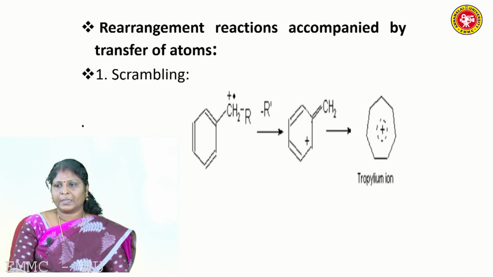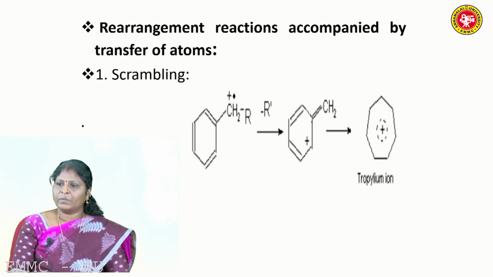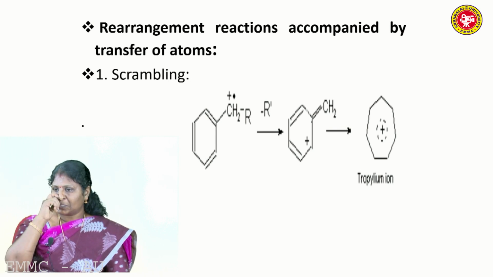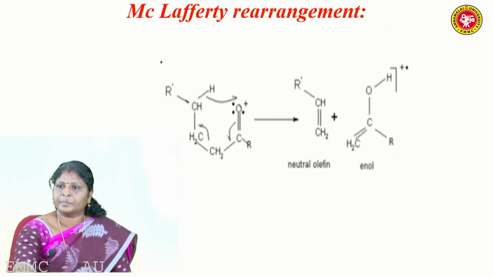Here, the benzylic cation which is produced undergoes scrambling. Scrambling means rupturing of one of the C-C bonds and the formation of a new bond, so that the benzylic cation undergoes scrambling, thereby forming a tropylium cation. The tropylium cation is the most stable one. We know that the tropylium ion is a homoaromatic compound, so we can expect a base peak corresponding to m/z 91 in compounds possessing a benzylic moiety.